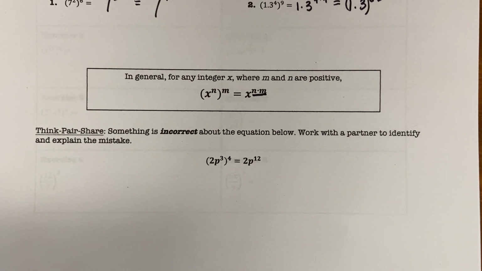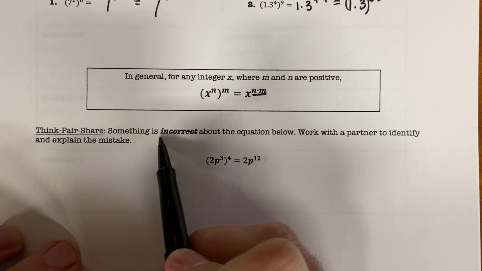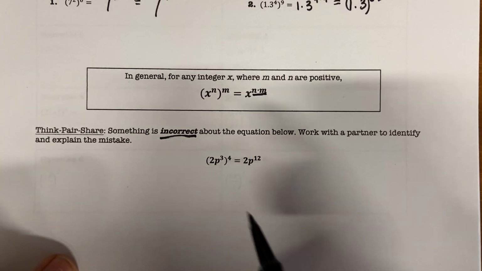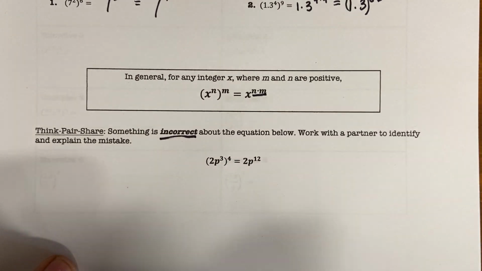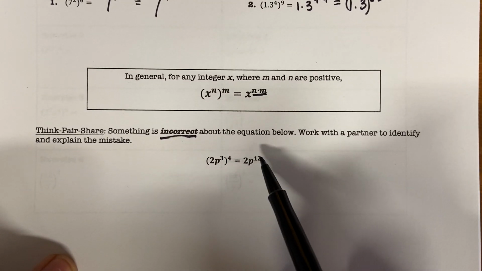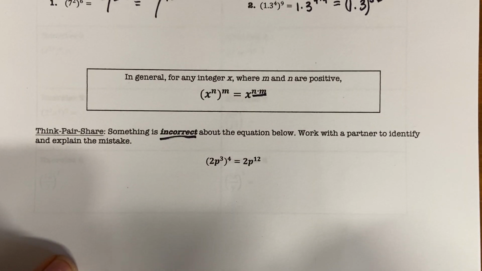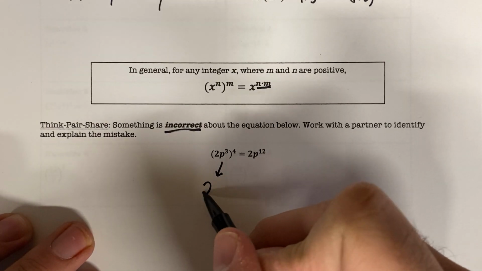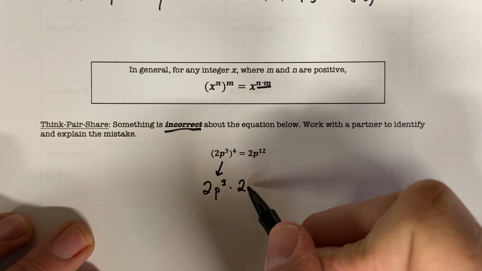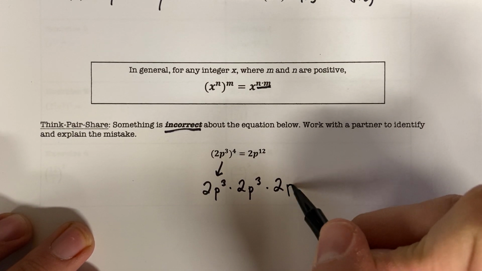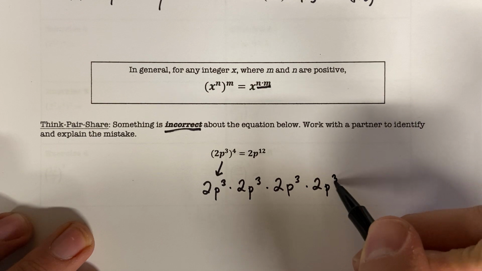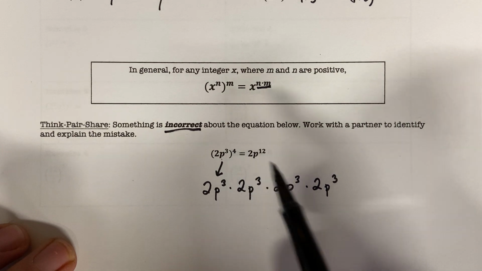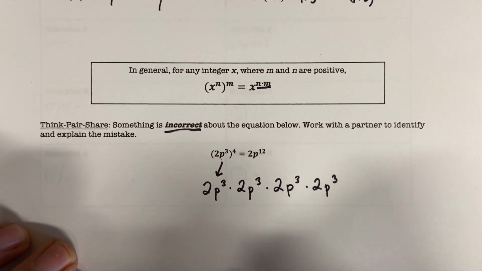So what is different about the left side and the right side? Because it's saying it's incorrect. Something is done incorrectly. Well, from what we just discussed, I did multiply 3 times 4 to get 12. So the exponent must be correct. There's something wrong about the base. Well, if I expanded this out, I would get 2p to the third power times 2p to the third power times 2p to the third power times 2p to the third power. All right, I'm taking my base inside parentheses and I'm multiplying it 1, 2, 3, 4 times.